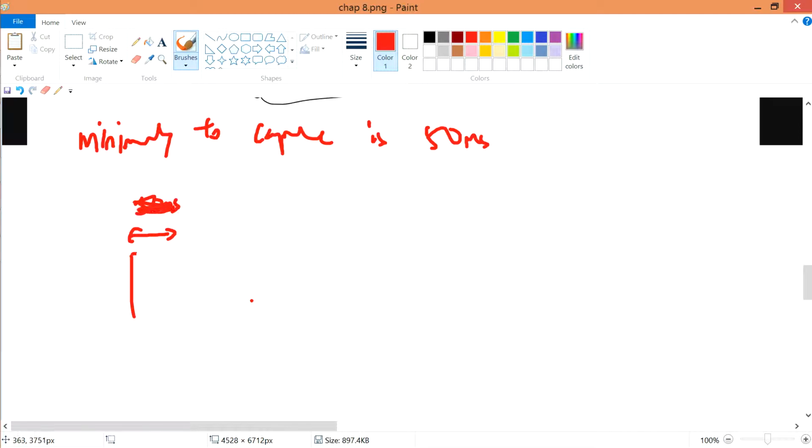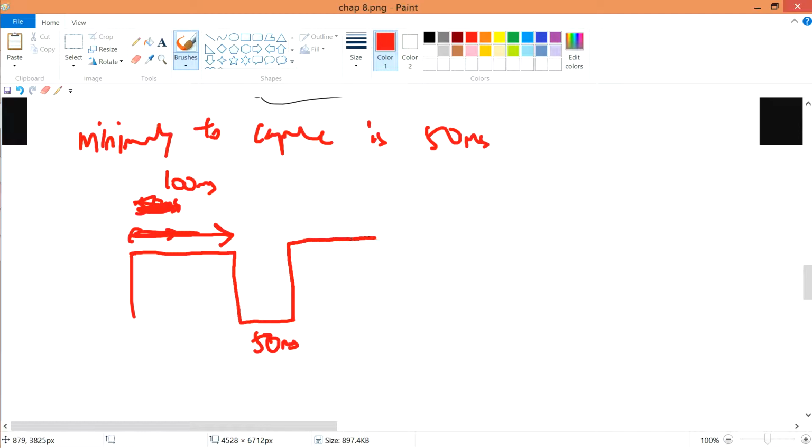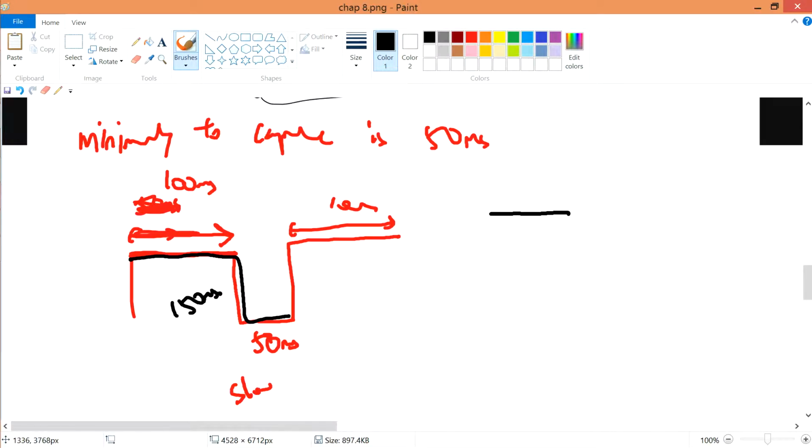If I want a higher power, I can run it as 100 millisecond, and over here I can leave it as 50 millisecond. So as you can see, over here I can generate a high power system, but at a slower speed, because this whole overall period is increased. It becomes 150 millisecond. Comparatively, if you're talking about 50 millisecond and 10 millisecond, then the overall full period is actually 60 millisecond. So it's faster.